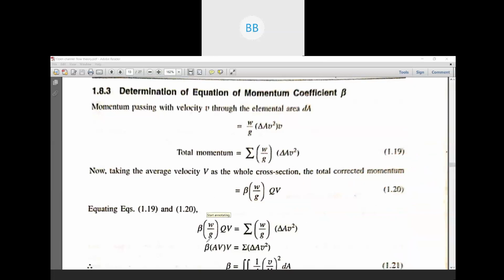Then we are going to equate both the equations. Again, you see specific weight by gravity here, and here also specific weight by acceleration due to gravity. These two will be cancelled out. Then what will be left is del A into V square. Here also area into velocity into V, or you can say area into V square.